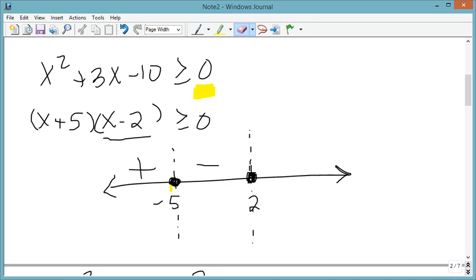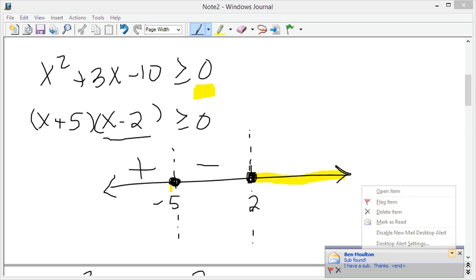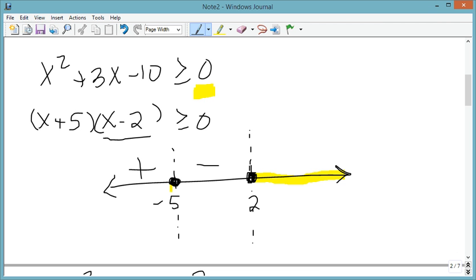Okay, so now let's look at this last interval and look for a number bigger than 2. So let's pick maybe 5. 5 plus 5 is 10, that's a positive number. 5 minus 2 is 3, that's a positive number. Positive times a positive is a positive. So that interval is also positive.